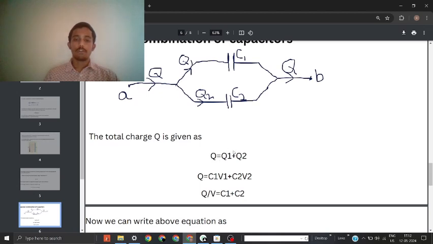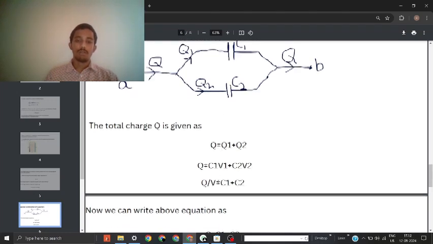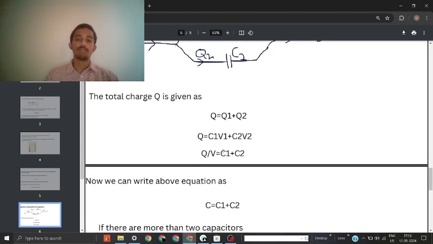So q1 is equal to C1 into V1, from the above formula q equals CV. C1 is the capacitance of the first capacitor, and V1 is the voltage applied across the first capacitor. Now we know that V1 and V2 are both equal. Why? Because the arrangement is a parallel combination. So let's say V1 and V2 are equal to V. Now Q by V is equal to C1 plus C2, if V is taken to the LHS denominator.